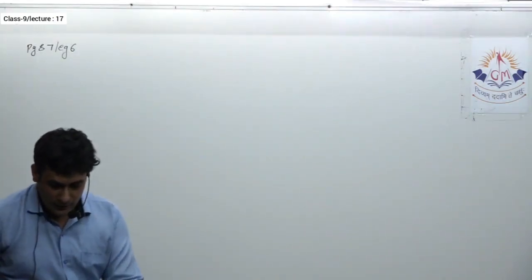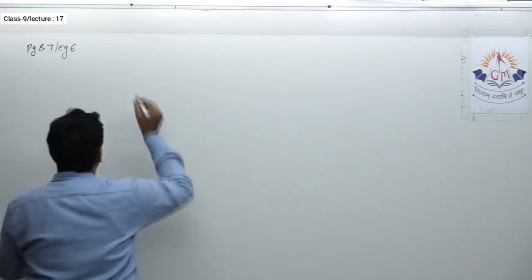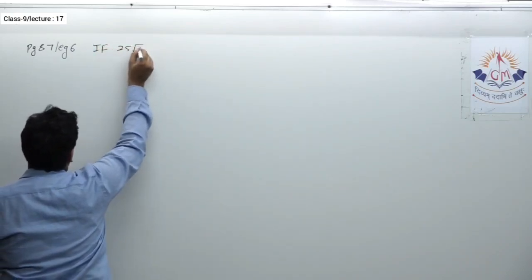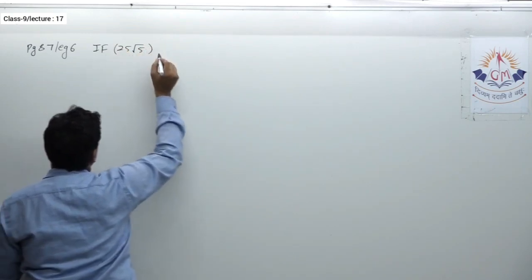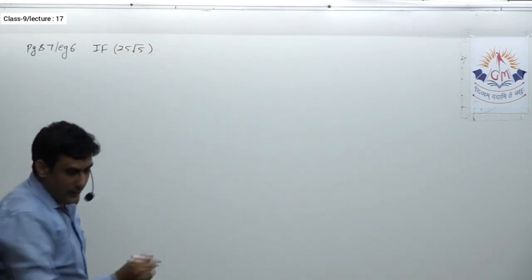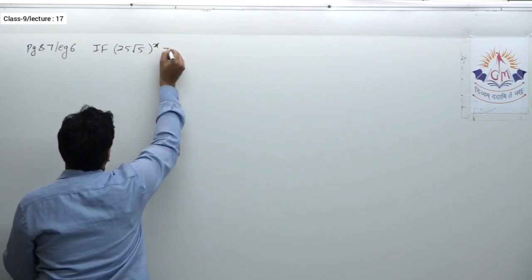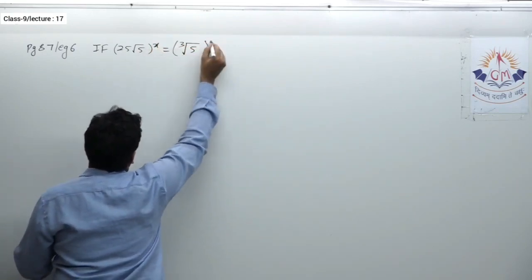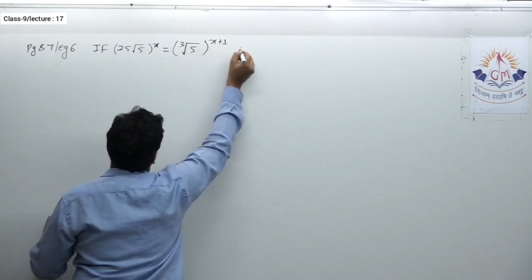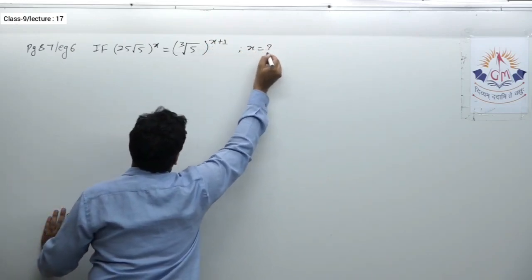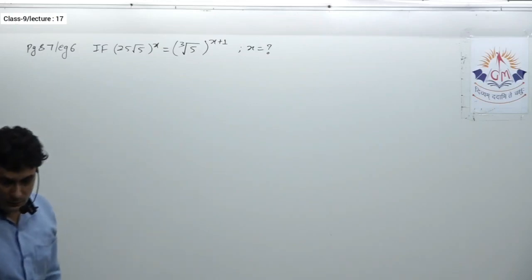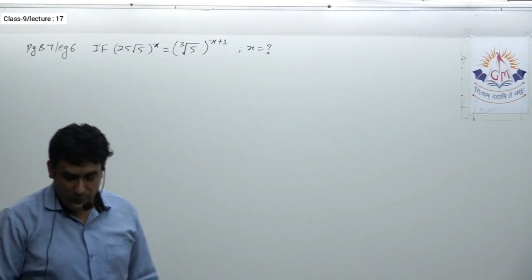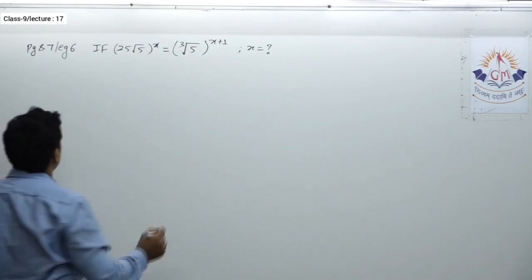So the question is, if 25 root 5 raised to x is equal to cube root of 5 raised to x plus 1, then find the value of x. We have to find the value of x.